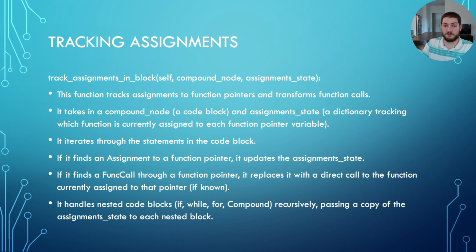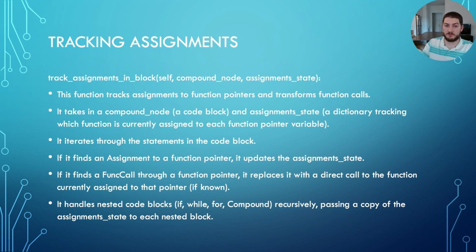Transforming function calls: if the function encounters a function call that is being made through a function pointer, it consults the assignment state dictionary. If the assignment state dictionary contains an entry indicating that the function pointer variable currently points to a specific function, the track assignments in block function replaces the indirect function call with a direct function call to that specific function. Finally, handling nested blocks.